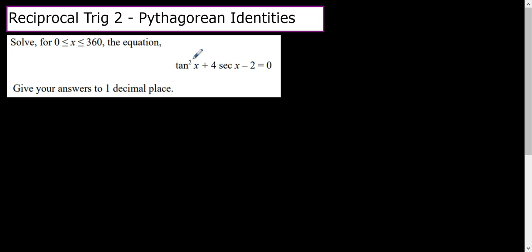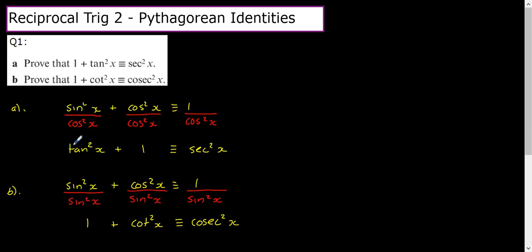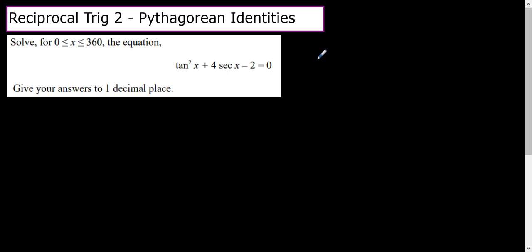So which identity do we know that links tan squared x with 4 sec x? Well, it's going to be this one. Tan squared x plus 1 is sec squared x. I'm going to make a note of that just over to the side here. Tan squared x plus 1 is sec squared x.